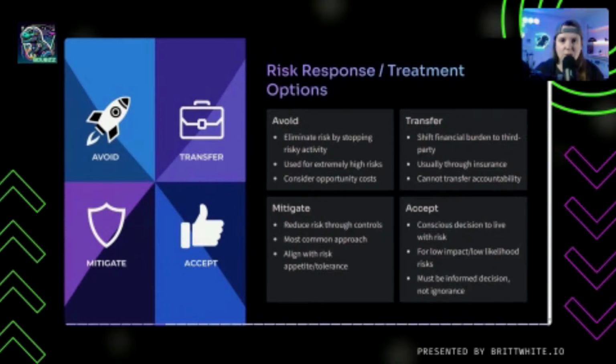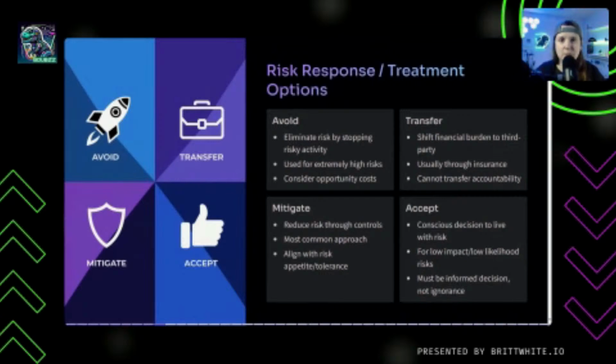By mitigating the risk, we can reduce the risk to an acceptable level by implementing security controls. This is the most common approach. Deploying firewalls, implementing strong authentication, patching vulnerabilities, conducting security awareness training. These are all mitigation strategies.